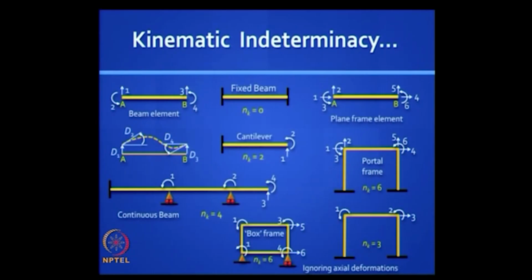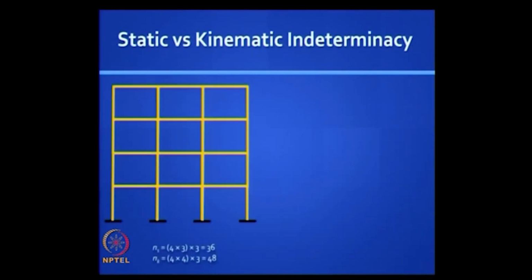It would reduce to 3 if you assume axial deformations to be negligible, because the columns won't increase in length and the beam would not also increase in length, which means that the left end of the beam and the right end of the beam will move by the same amount, and that degree of freedom is called the sway degree of freedom. So you have 2 rotational degrees and 1 translational degree. And similarly for the box frame shown here, you have 2 sway degrees of freedom and 4 rotational degrees of freedom. We have seen this picture earlier.